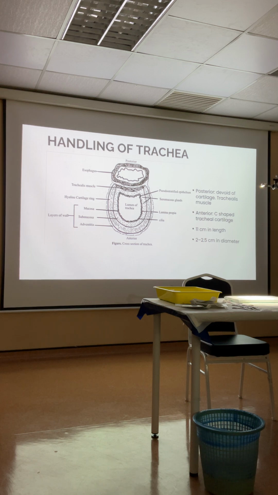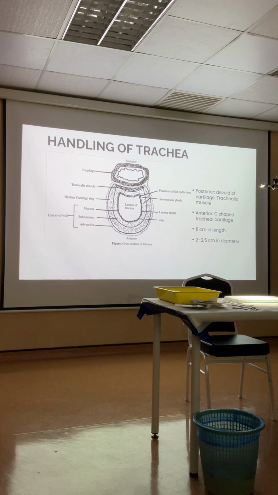But the posterior part of the trachea, as we all know, is devoid of any cartilage, so we have the trachealis muscle. And posterior to the trachealis muscle, we have the esophagus. So whenever we're doing a tracheal resection and also anastomosis, we have to be mindful to not traumatize the esophagus, which is lying posteriorly. So we have to separate the trachea from the esophagus at the tracheoesophageal groove.